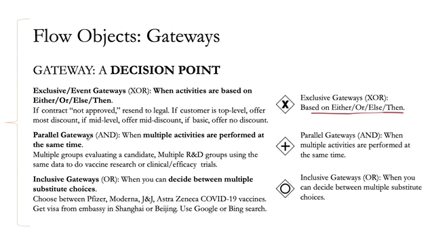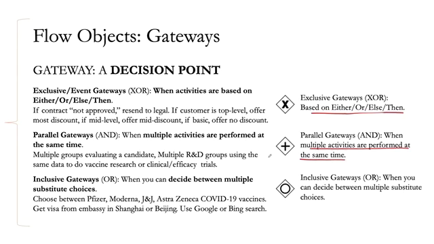Multiple R&D groups use the same data for vaccine research or clinical efficacy trials, right? So the SARS-CoV-2 virus information comes through and different groups start working. You've created a parallel gateway. Something happens, the virus data comes in, and then different groups start working on it at the same time. So parallel gateways, which are shown as a diamond with a plus instead of an X, are used when multiple activities are performed at the same time.